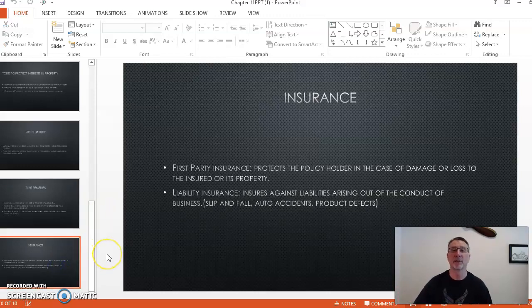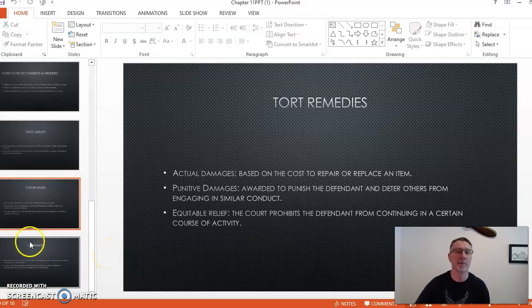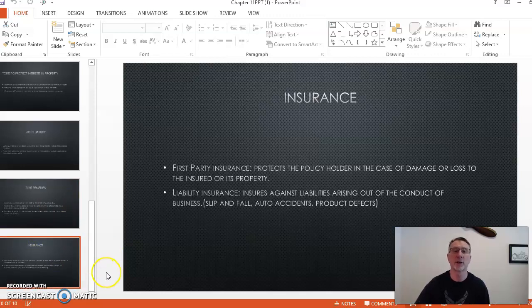Finally, this particular chapter talks about insurance. There's first-party insurance. So we need to insure ourselves against these things. First-party insurance protects the policyholder in the case of damage or loss to the insured or its property. And you have that. If you have a car, you're paying those kinds of insurance already, or even on a property.